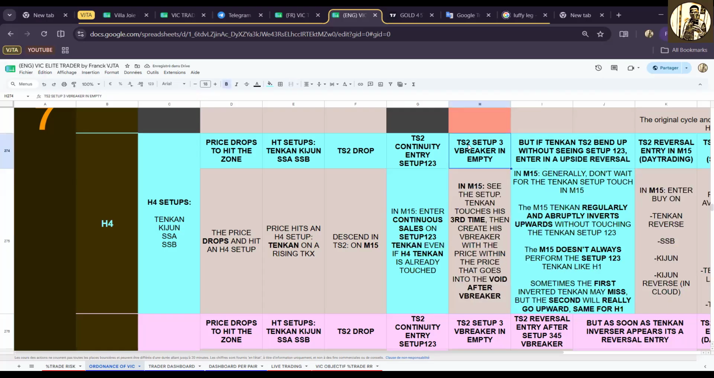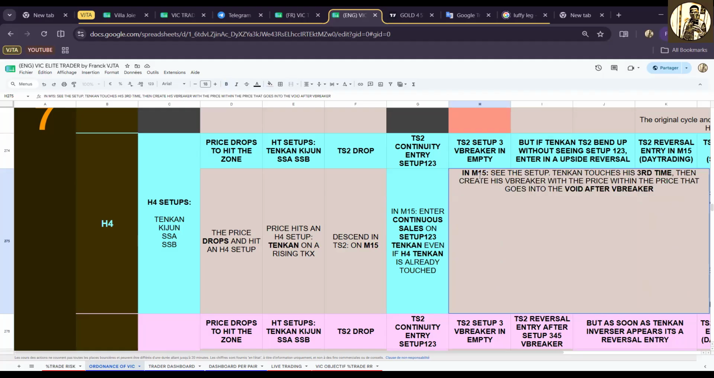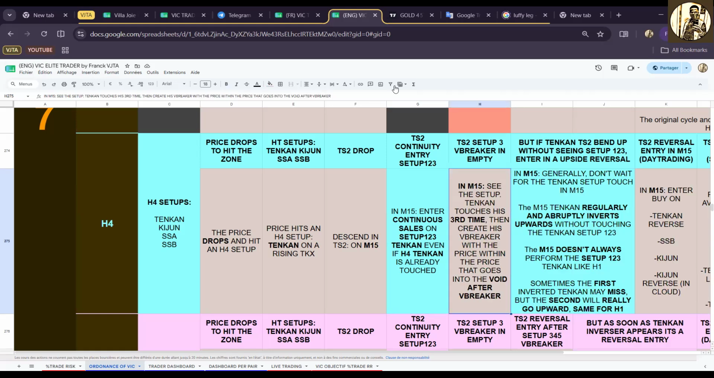But you start buying after the V breaker of the third touch. That's what I wrote here. In 15 minutes, see the setup. Tenkan touches a third time, then creates this V breaker to the downside, with the price going inside the void after the V breaker.